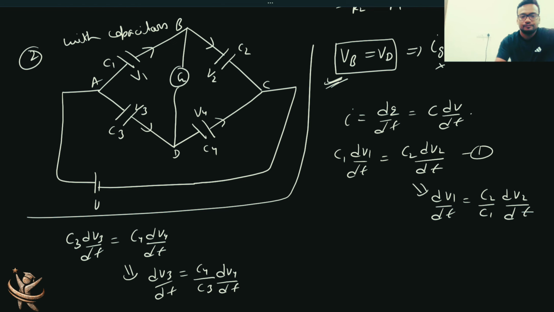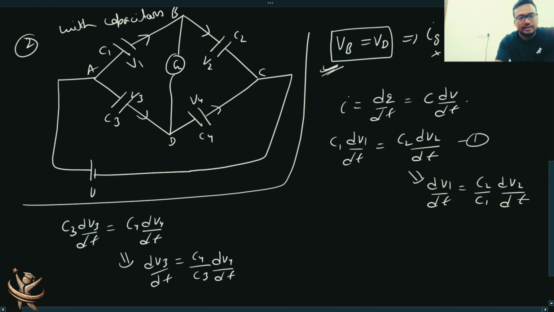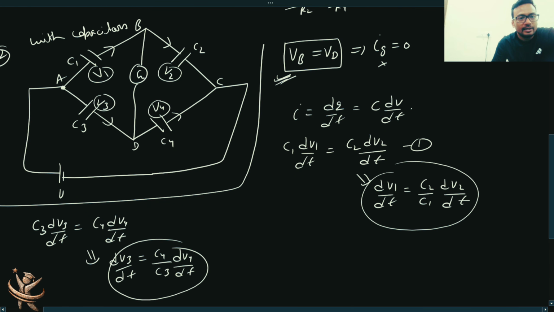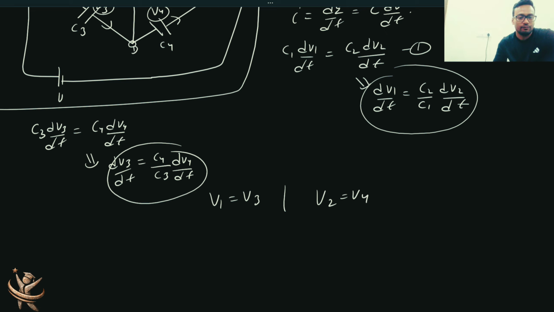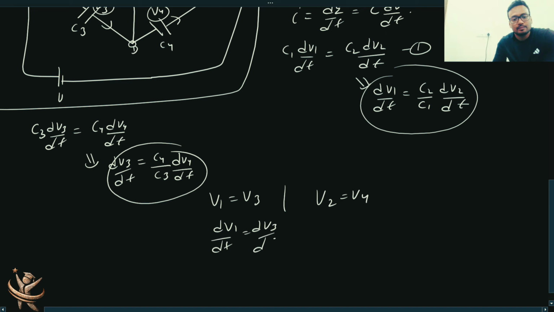Right? Now after this we know one thing, if you start from some potential at A and you go up to B, the upper capacitor is consuming V1, the lower capacitor is consuming V3, and ultimately at B and D you get the same potential. So you can say that V1 equals V3 and V2 equals V4. So the differential values will also be the same, right?